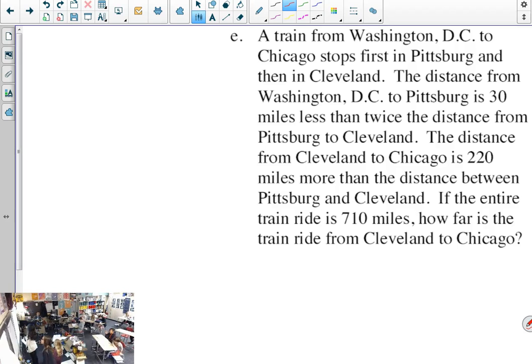A train from Washington, D.C. to Chicago stops first in Pittsburgh and then Cleveland. The distance from Washington, D.C. to Pittsburgh is 30 miles less than twice the distance from Pittsburgh to Cleveland. The distance from Cleveland to Chicago is 20 miles more than the distance between Pittsburgh and Cleveland.